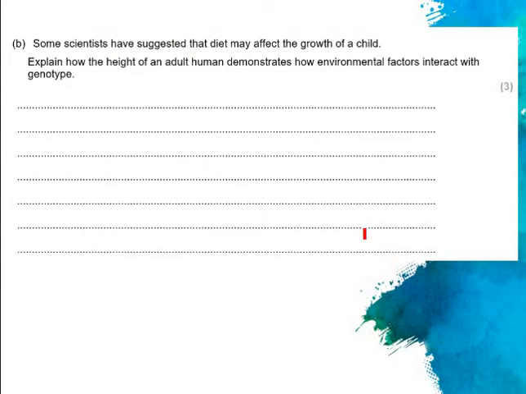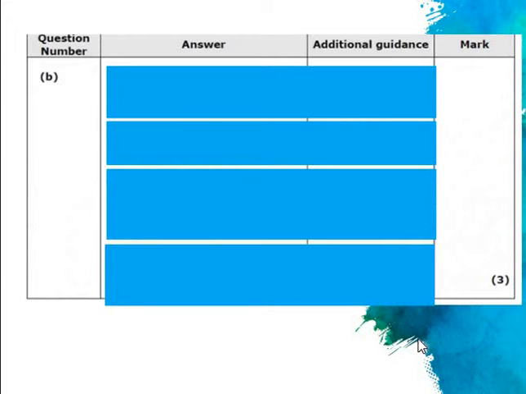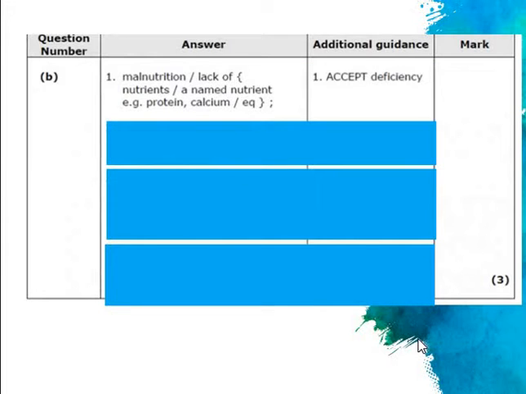Second part of the question, some scientists have suggested that diet may affect the growth of a child. Explain how the height of an adult human demonstrates how environmental factors interact with the genotype. Remembering that genotype is just the genetic information and nothing else. So, it could be things like malnutrition or lack of specific nutrients. Anything in the squiggly brackets has to be included for you to get that mark.